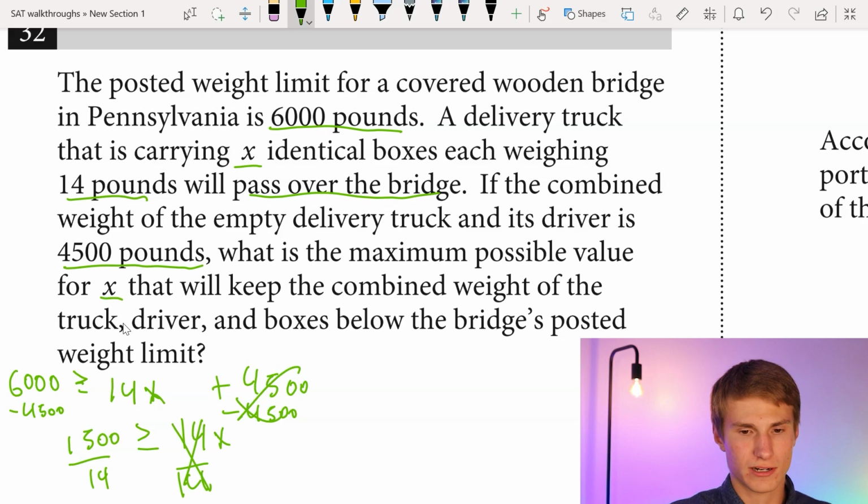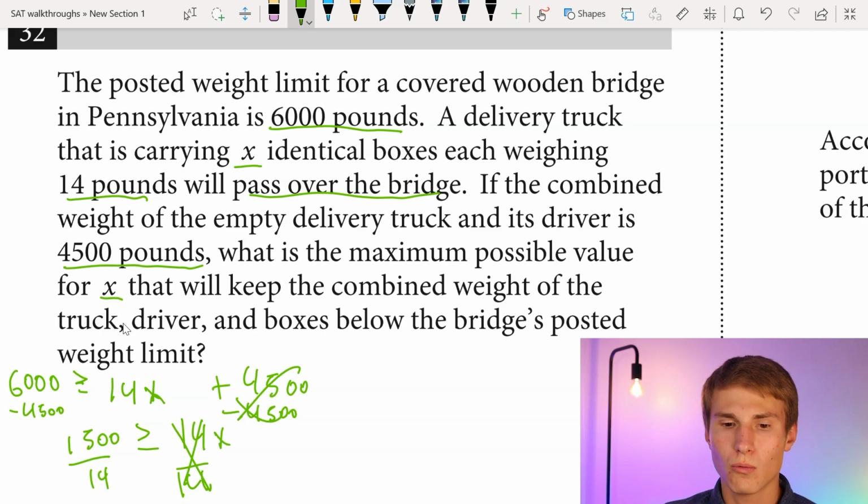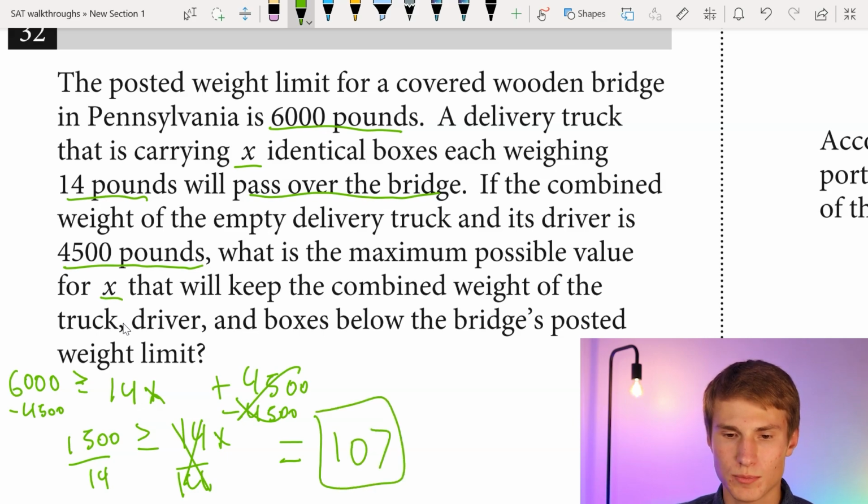Now we go ahead and plug that into our calculator. So we're going to have 1,500 divided by 14, and we see that's going to give us an answer of 107.14. Keep in mind, we can only have a whole number of boxes. We can't have a fraction of a box. Therefore, our answer for the value of x is going to be 107. So our answer will be 107.